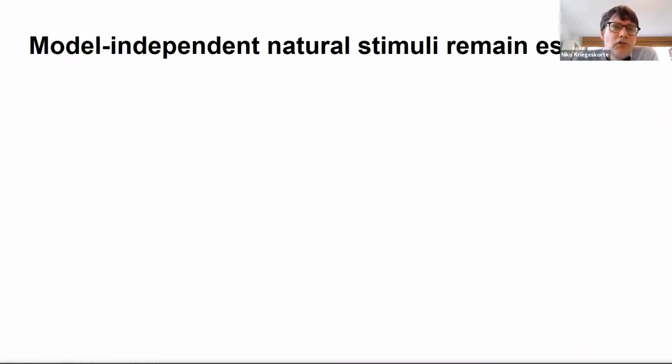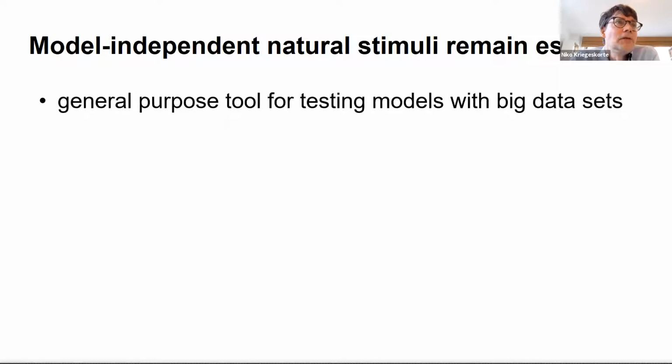Despite our excitement about controversial stimuli, I want to stress that model-independent natural stimuli remain essential for neuroscience and remain very important also in our lab. So we're not about to stop using natural stimuli. We should always have them in our experiments. We should anchor our analyses in natural stimuli, but then also venture out into the controversial regions of stimulus space in order to more strongly test the inductive biases of different models.